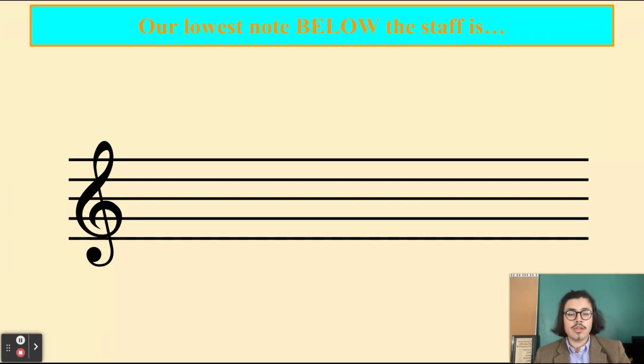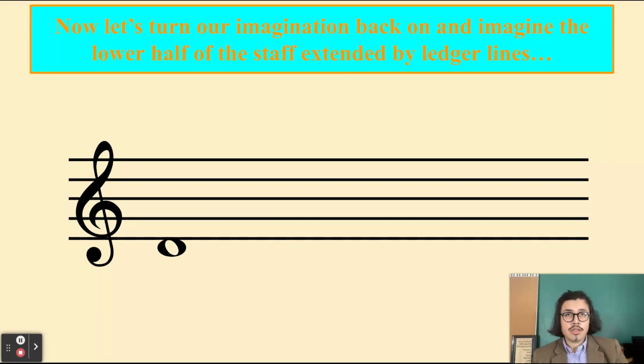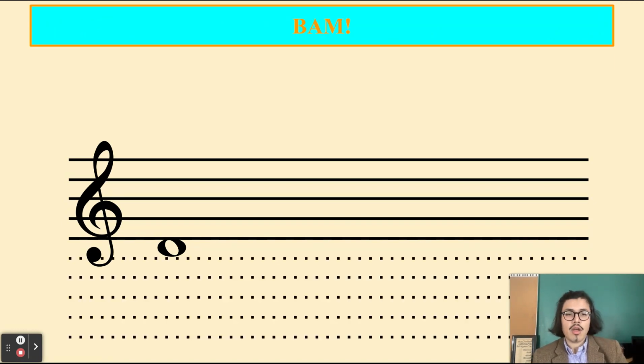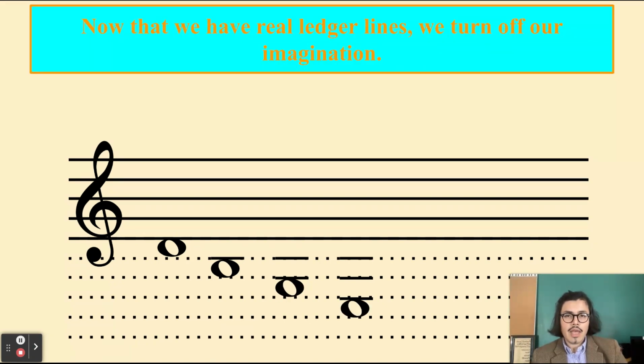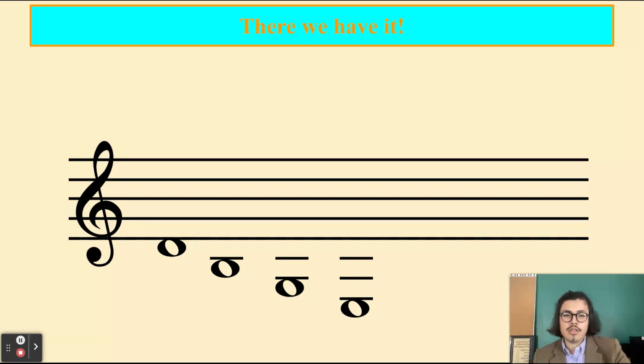Now, we're going to check out the most common notes below the staff. Our lowest note below the staff is a D note, correct? So again, we turn on our imagination and we imagine the infinite ledger lines below the staff. Ready? Bam. All of the lines. Now we're going to draw the next three ledger lines below the E note, just like we did before, but now we're below the staff. And now we draw our notes below the staff. Now that we have the real ledger lines, we turn off the imagination. That's what it would look like on your sheet music.